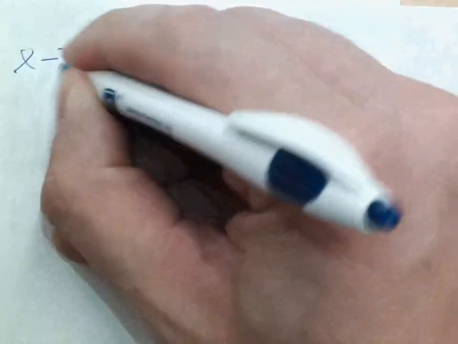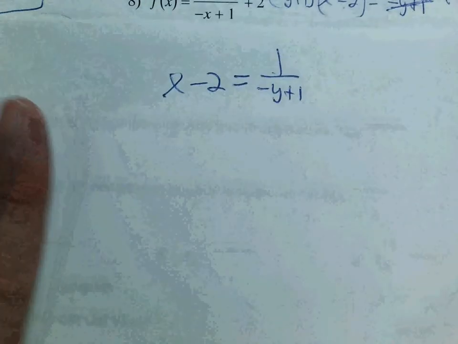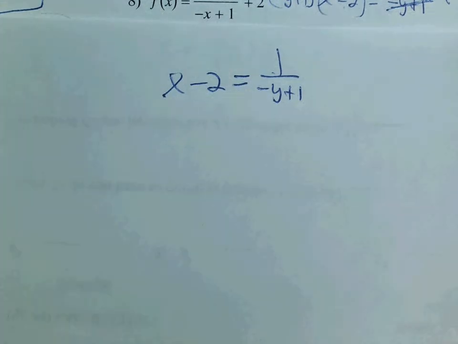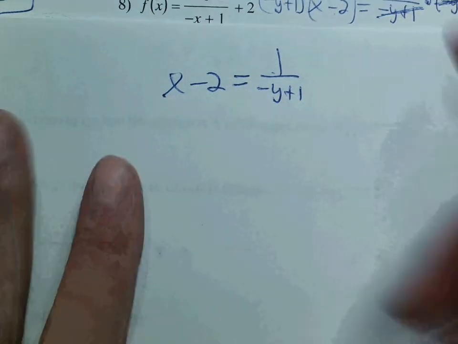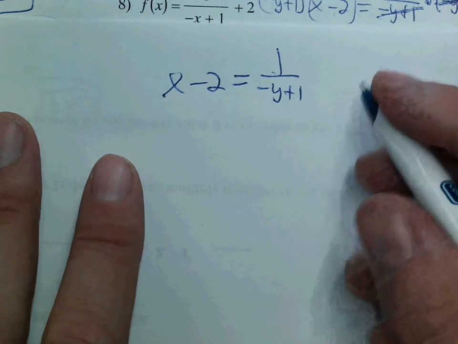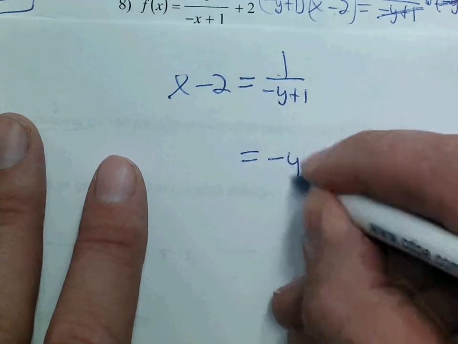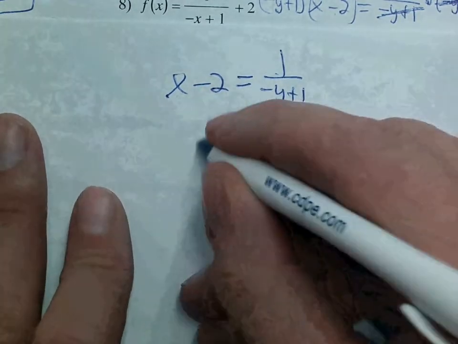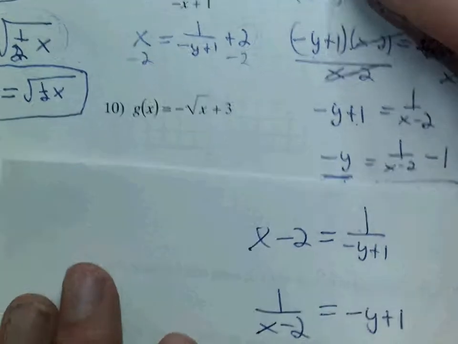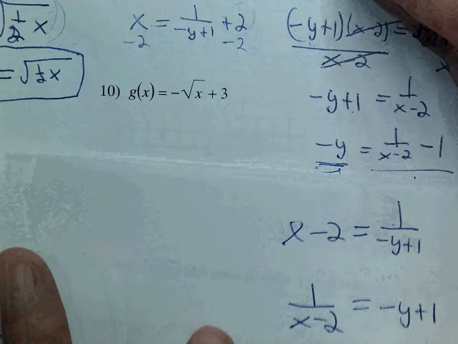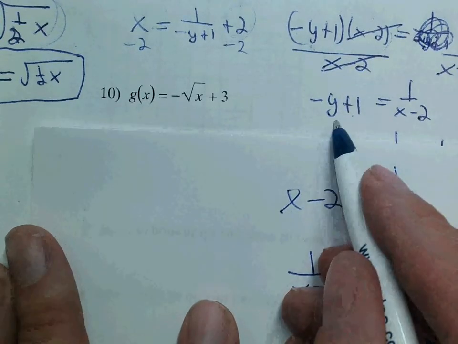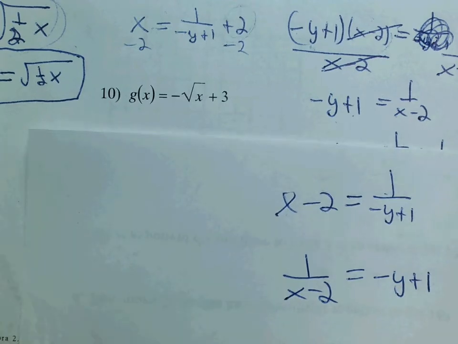I want to show you one more trick, which is that when we were at the step where we had x minus 2 equals 1 over negative y plus 1, there's a cool thing you can do, which is you're allowed to take the reciprocal of both sides. And this is a little bit faster sometimes. So the reciprocal of 1 over negative y plus 1 is just negative y plus 1. The reciprocal of x minus 2 is 1 over x minus 2, and that skipped us straight to this step right here. It got rid of some of the kind of confusing algebra steps if your algebra isn't great.